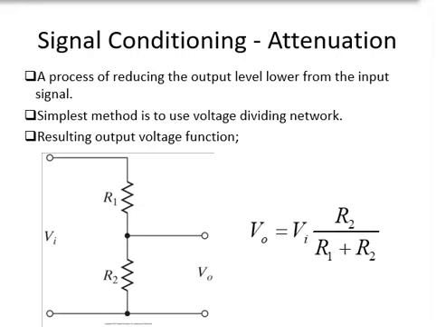In some cases, a measurement will result in a voltage output with an amplitude higher than the input range of the next component. The voltage must then be reduced to a suitable level in a process known as attenuation. The simplest method is to use a voltage dividing network as shown in the slide. The resulting output voltage from this network is V0 equal to Vi times R2 over R1 plus R2.